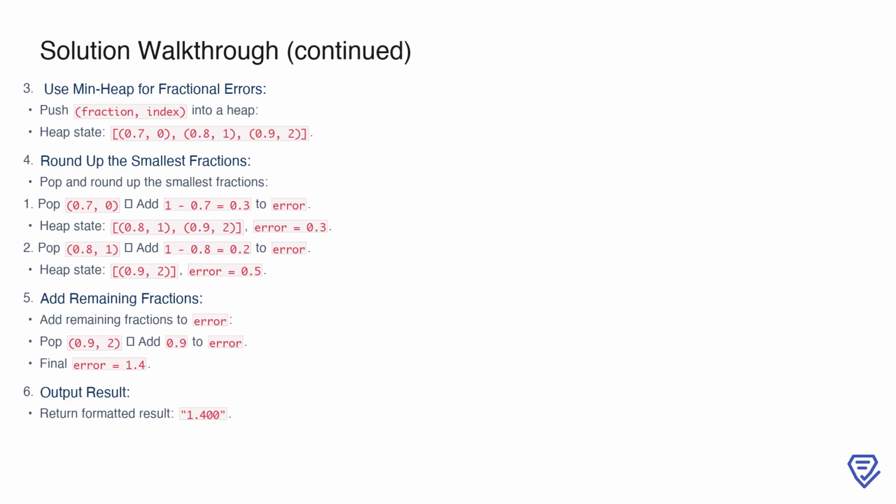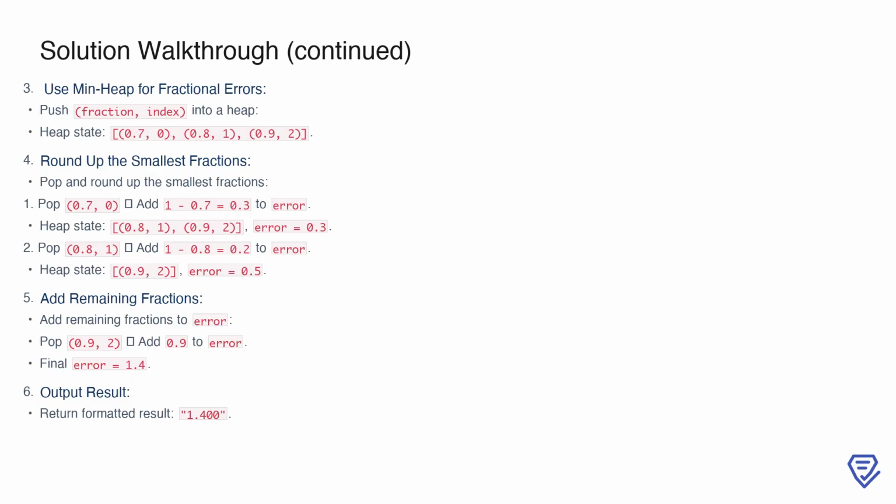We add this to our total error, making it 0.3. The heap now contains 0.8, 1, 0.9, 2. We repeat this process for the next smallest fraction, 0.8. Rounding it up adds 1 minus 0.8, or 0.2, to the error, resulting in a total error of 0.5. The heap is now left with 0.9.